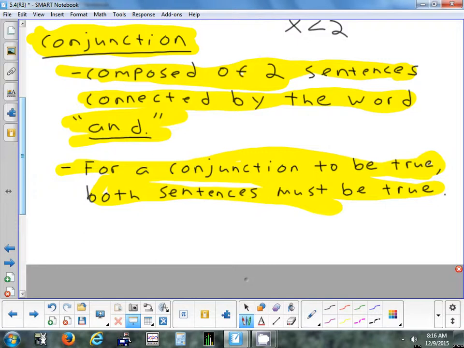So you look at the first sentence I said. We're in the month of December. Is that true? Yeah, that's true. The second sentence I said, it is Wednesday. Is that true? Yes. So that whole statement that I just said, that conjunction, it is true. The first part and the second part were both true. Now, if I said something like, we are in the month of December, and it is Monday, well, that's false. The first part was true, we are in the month of December, but the second part, it's Monday, that's false. So for a conjunction to be true, both sentences have to be true.